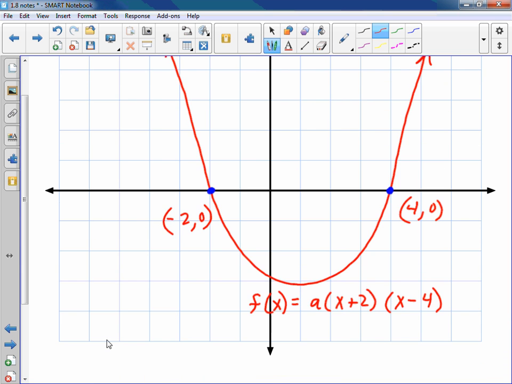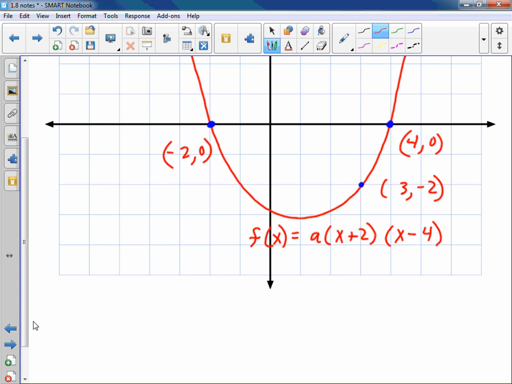And then we have to think to ourselves, how can we find what the value of a is? Well, in order to do that, we would need to know some other point that this graph goes through. And in this case, we can pick one right there pretty nicely. And that is 3, -2. And that alone can help us figure this out.